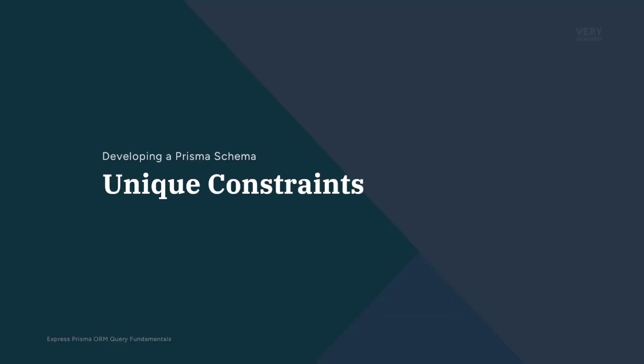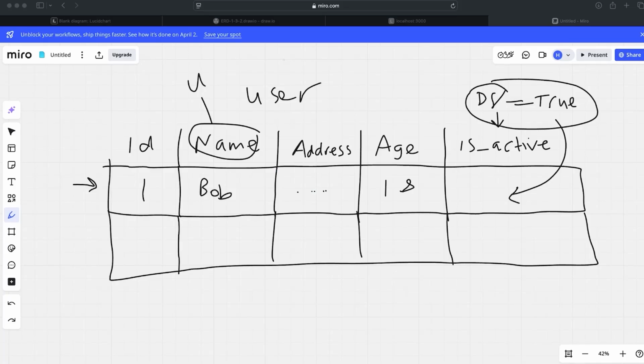Okay, so let's talk about unique constraints. In our database, there may be additional fields where we want to make sure that the data in that field is unique throughout the whole table. Unique fields in Prisma are fields that must contain unique values across all records in a table. So no two records can have the same value in a unique field.